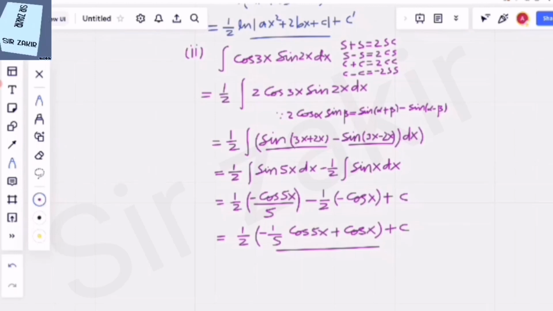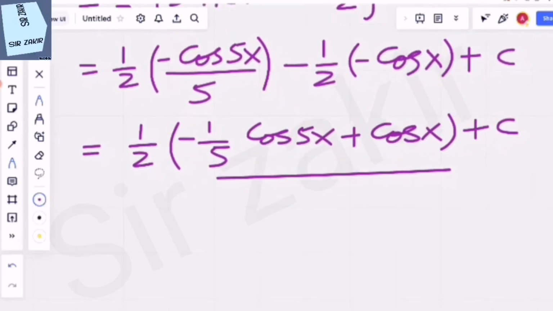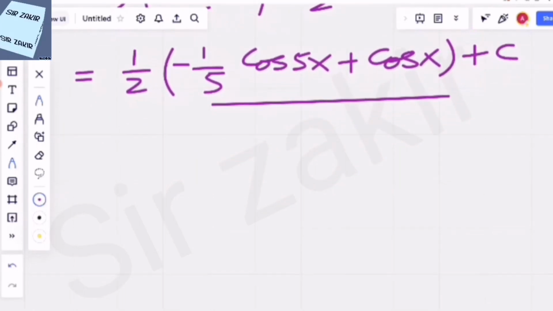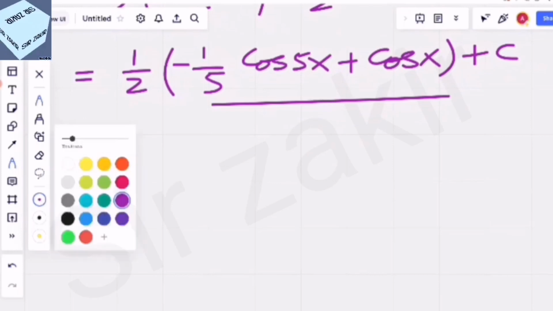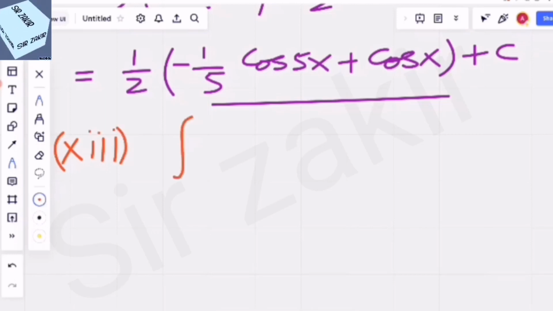Now we have two short questions left in it. Let us solve them now. This is number 13. Integration of cos 2x minus 1 divided by 1 plus cos 2x dx.